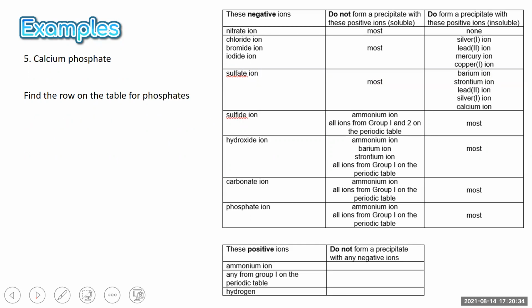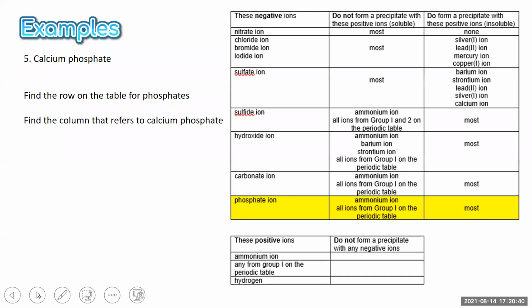One more, calcium phosphate. Find the row for phosphates on the table. There it is. Look for calcium. Now, calcium is not the ammonium ion, and it's not in group 1, so it must belong over here in the insoluble column. And so calcium phosphate is insoluble.